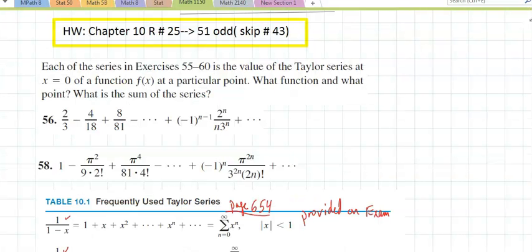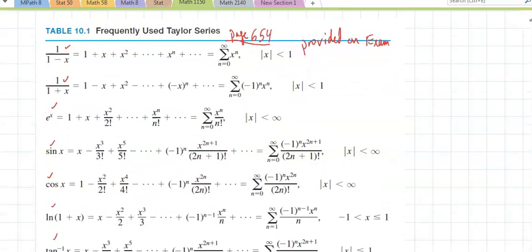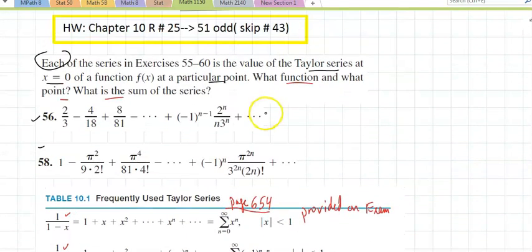Okay, we're continuing on. So on number 55 to 60, directions: find the value of the Taylor series at x equals 0, the function f of x at a particular point, that's what each of those would be. It states, what function and what point is it? So basically, this table I'm providing on your test, you're trying to match.